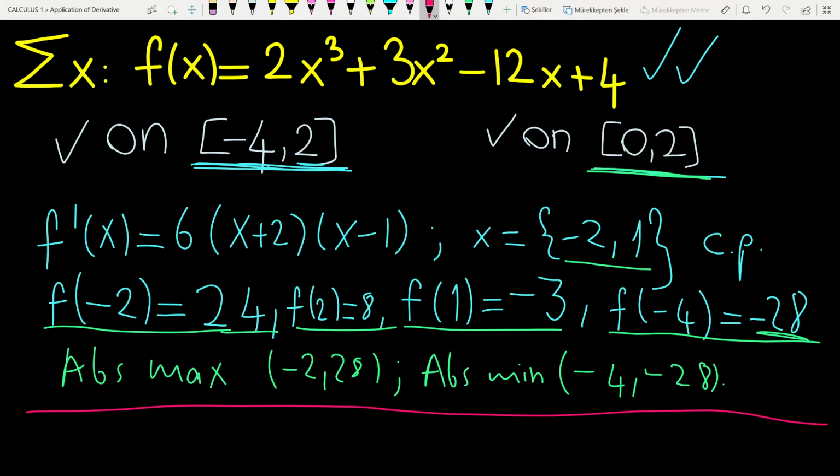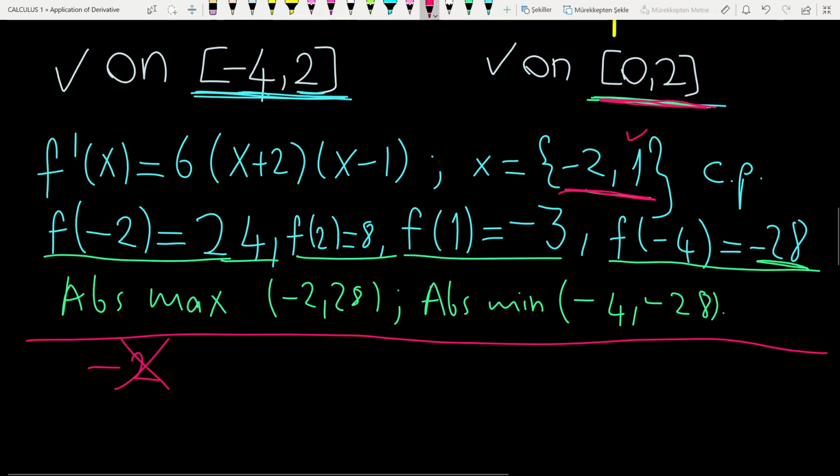We have to be careful. Are these critical points in the domain or not? Is -2 in the domain? No, it's not. So in the second case, -2 cannot be computed. -2 will be ignored. What about the point 1? Yes, the point 1 is in the domain. So we only have one critical point to compute.